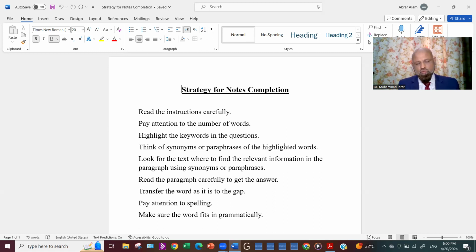Transfer the word as it is to the gap. So you have to just take the word from there and put it in the gap as it is. You don't have to make any changes in forms, etc. You need to be careful of spelling as well. And make sure that a word that you put in the gap fits in grammatically. That means it should be a grammatically correct sentence after supplying the word there. Now, let's have a look at the task.